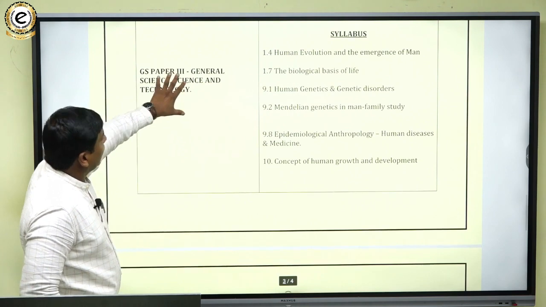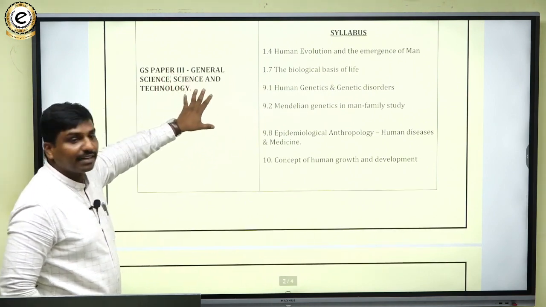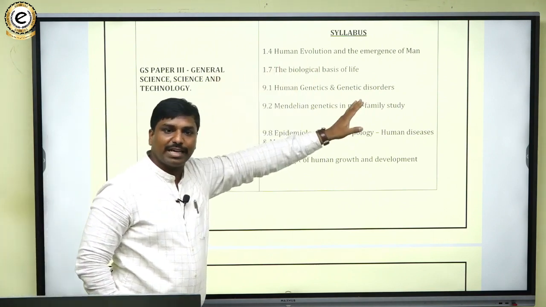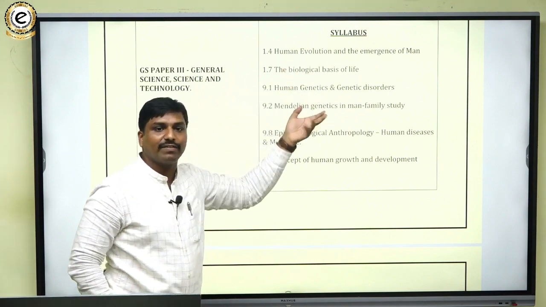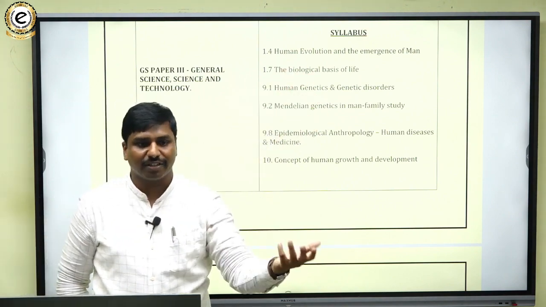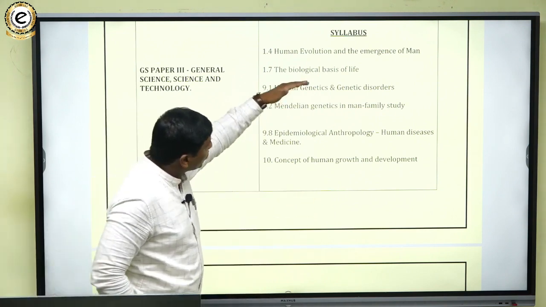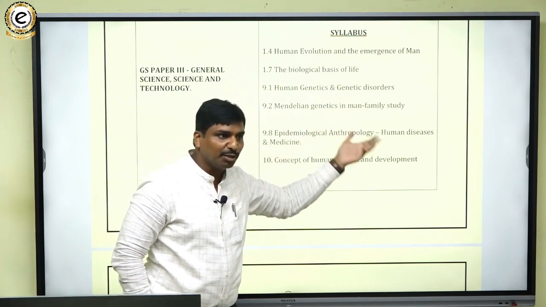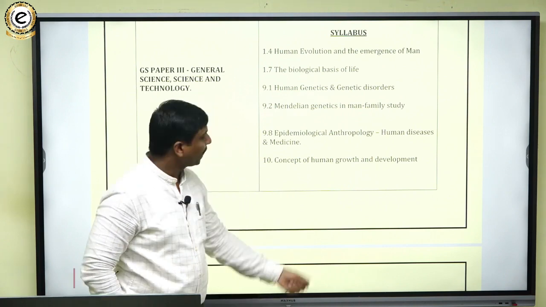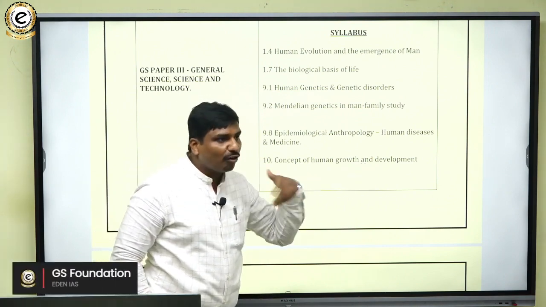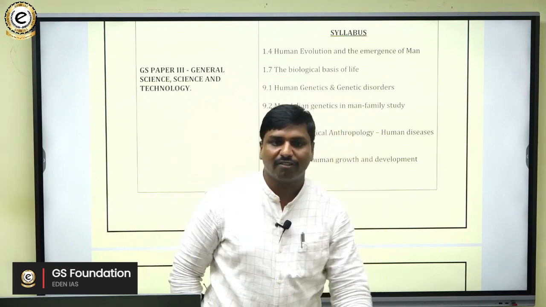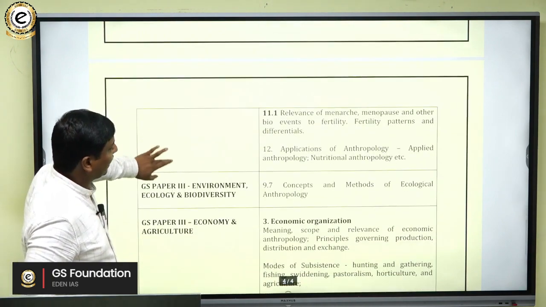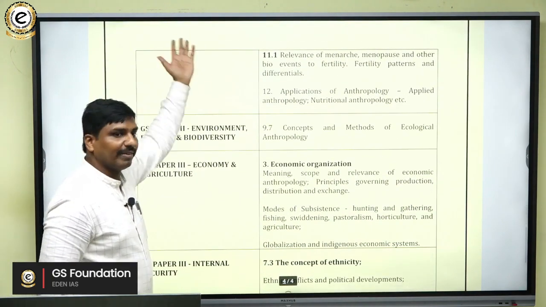Then in paper 3, we have general science and technology portions, where we will study human evolution and emergence of man. And then we will study the biological basis of life, like what is a cell, differences between cells, cell division, all such basic things. Then genetics, human diseases and medicine, vaccines, immunization, all such concepts we'll study in science. And the concept of growth and development, how human beings have developed. So these things would be relevant from the paper 3 portion. So these are some relevant portions.